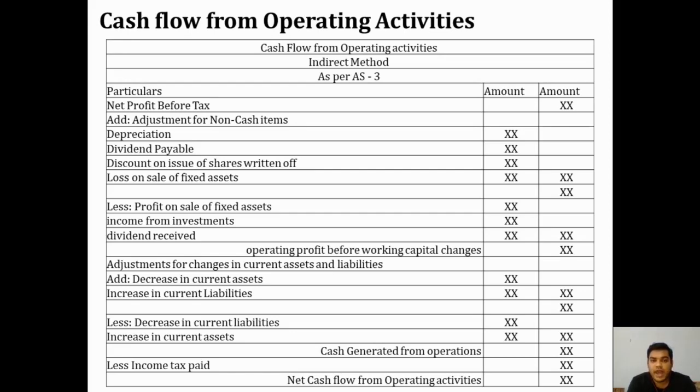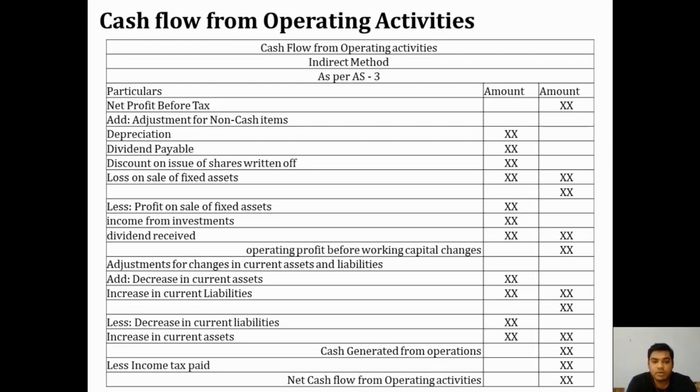Once we have added all these, from this we have to subtract non-operating incomes, that is profit on sale of fixed assets or dividend receipts. All such items have to be deducted from this net profit. After deducting this, we will obtain operating profit before working capital changes. So this is the answer we obtain.